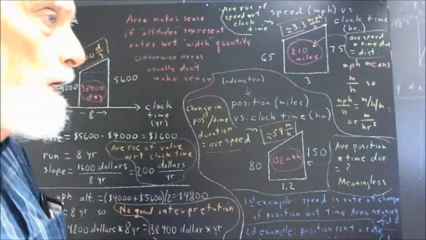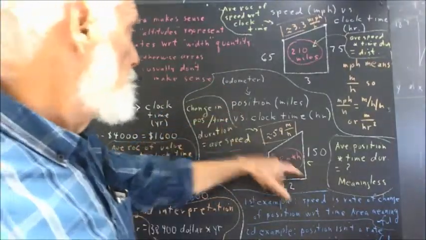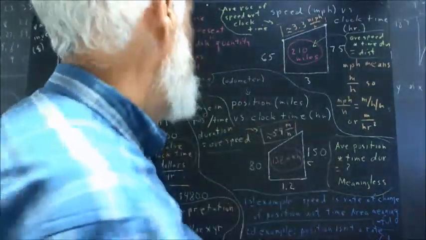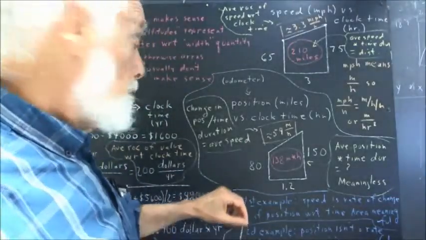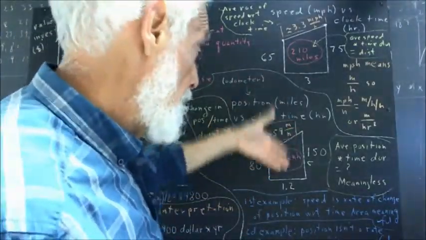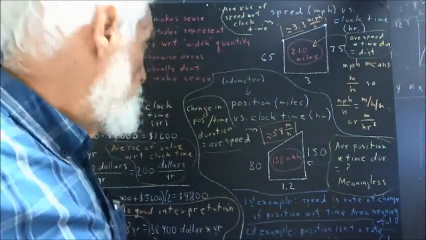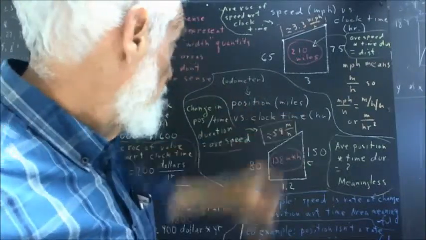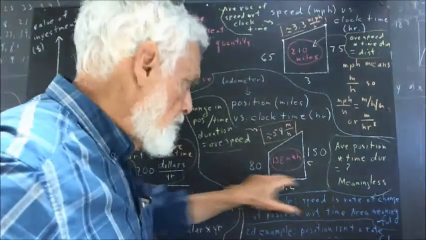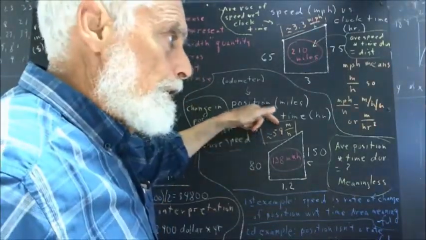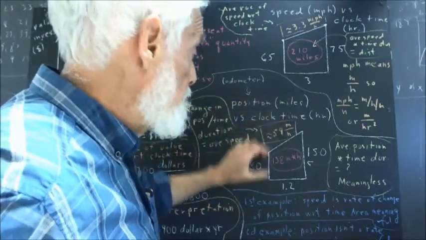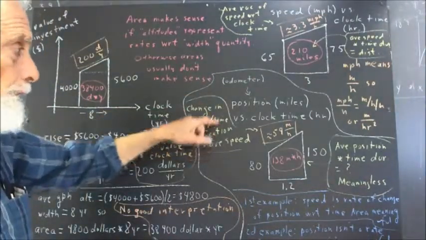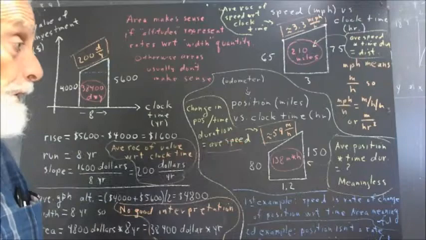Now here we have a case where this graph represents position as may be measured by the odometer in miles versus clock time in hours. So we can calculate the slope, 59 miles per hour, very straightforward calculation. The rise represents the change in position from 80 to 150 miles, which is 70 miles. And dividing that by the change in clock time, we get an average speed, 59 miles per hour, an average rate of change of the position with respect to the clock time. So change in position over time duration, or change in clock time, is the average speed.